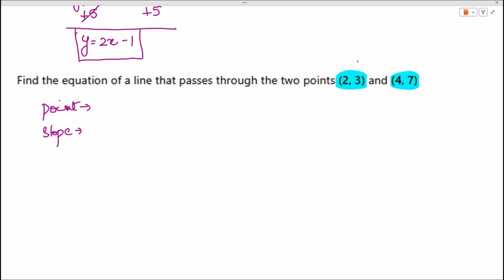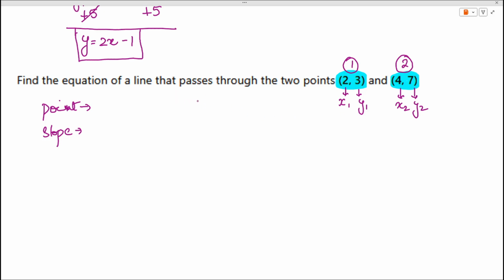So for calculating the slope, let us take this as point 1. The other one is point 2. So this is our x1 value. This is a y1 value. This is x2 and this is y2.